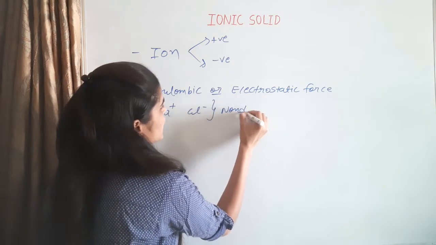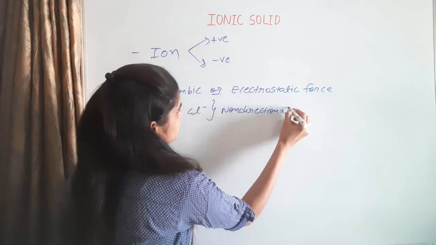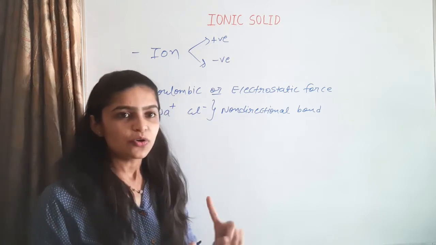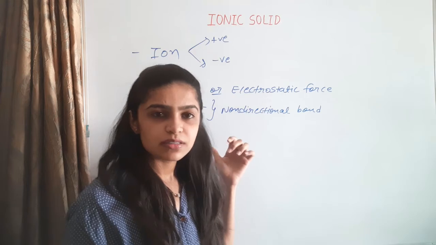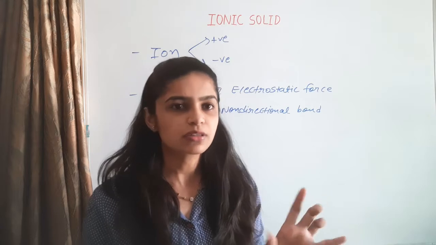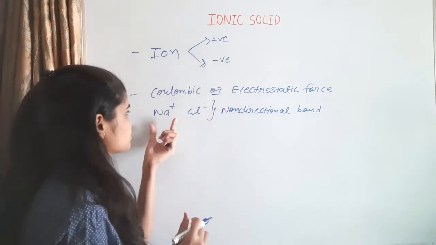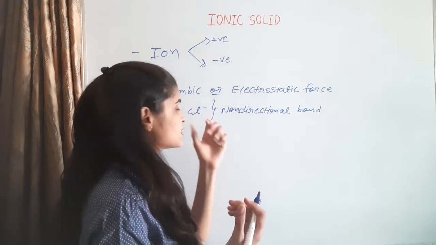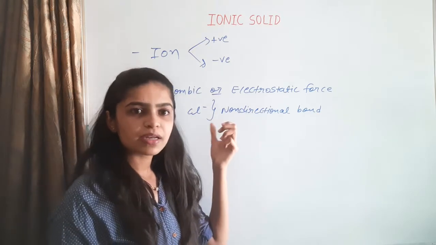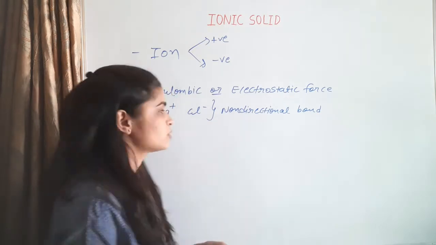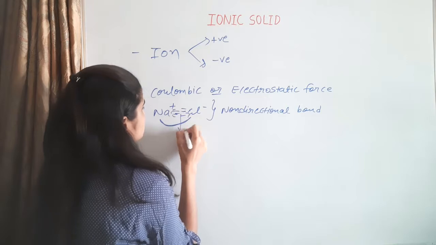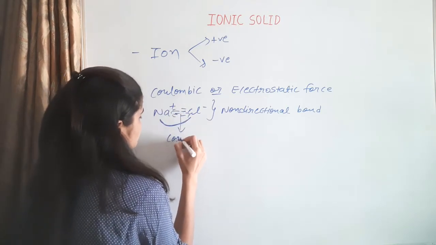This is a non-directional bond. It means that between Na plus and Cl minus no bond is present. We can call it an ionic bond, but it is only a Coulombic force of attraction. Na plus means 1 electron removed and Cl minus means 1 electron gained. So this force of attraction between Na plus and Cl minus is known as the Coulombic force of attraction.